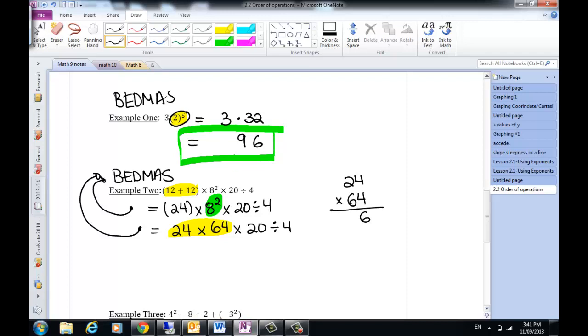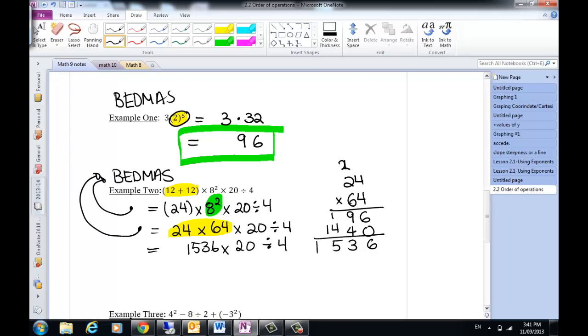4 times 4 is 16. 4 times 2 is 8, plus 1 is 9. I drop my 0. 6 times 4 is 24, and 2. 6 times 2 is 12, plus 2 is 14. So I get 6, and a 3, and a 5, and a 1. These are some big numbers.